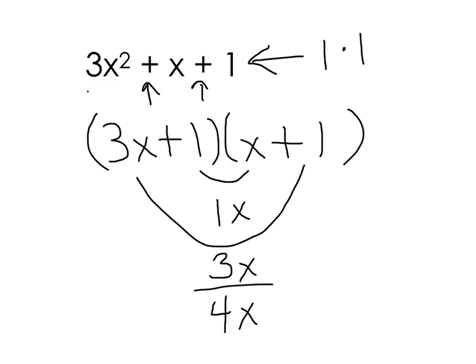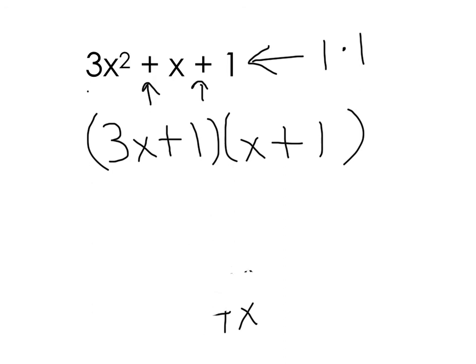Oh my gosh, what happened? The only way we can factor 3x squared is 3x times x. There's no other way to factor it. The only way we can factor 1 is 1 times 1. There is no other way to factor it. But we don't have the correct middle term. But there's no other option for us. There's no other way to put the numbers in there to get our middle term that we need of positive x.